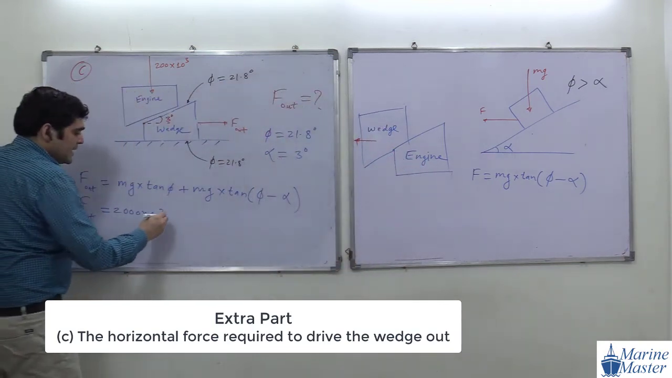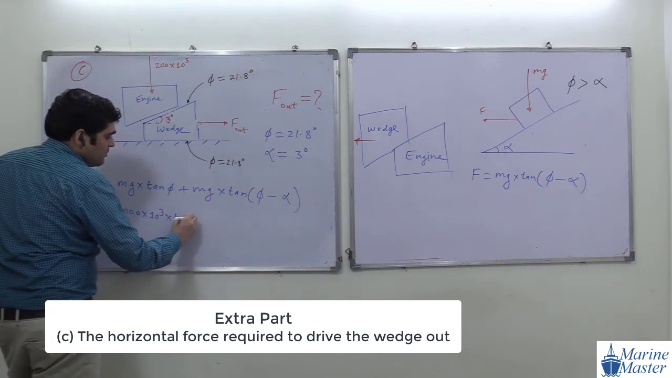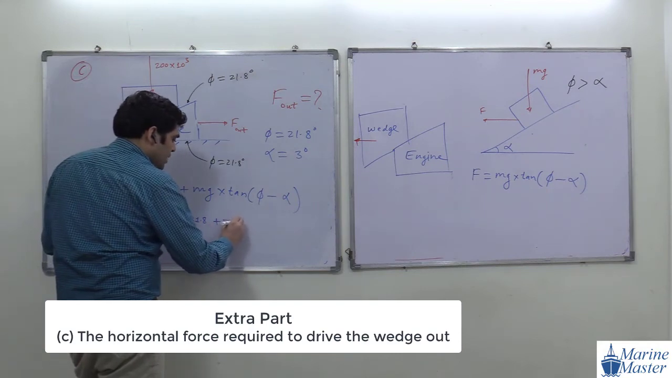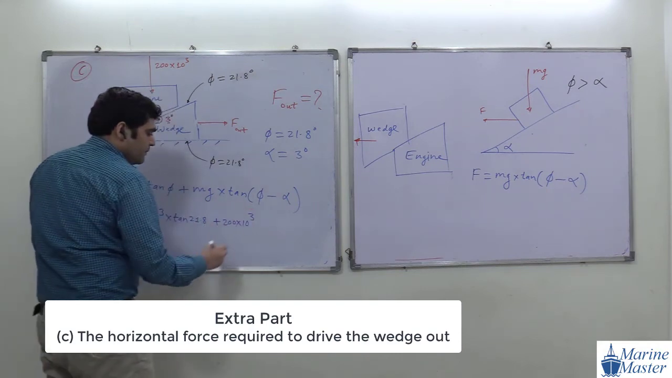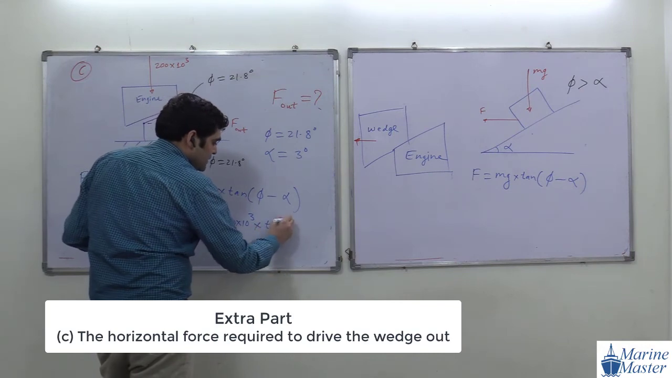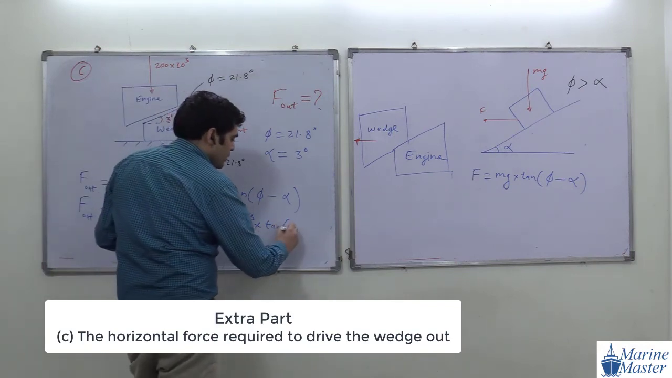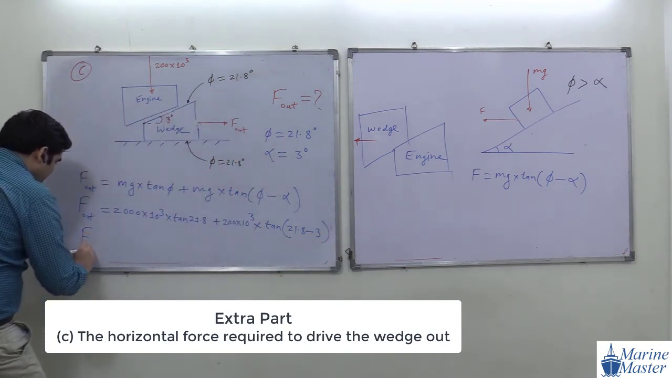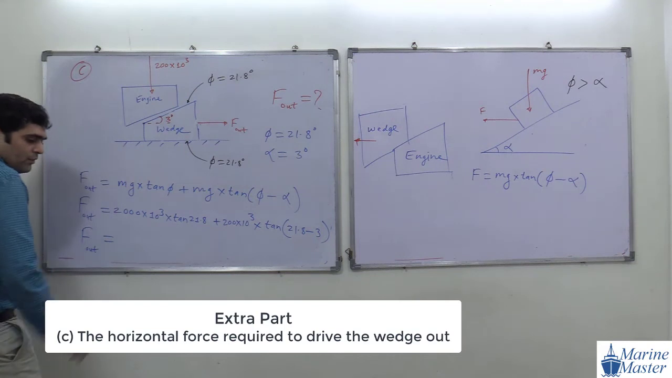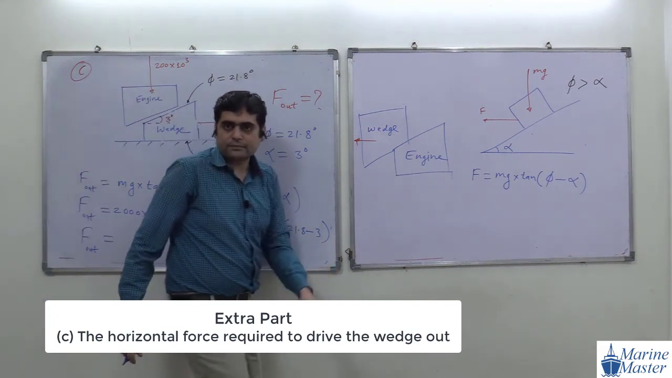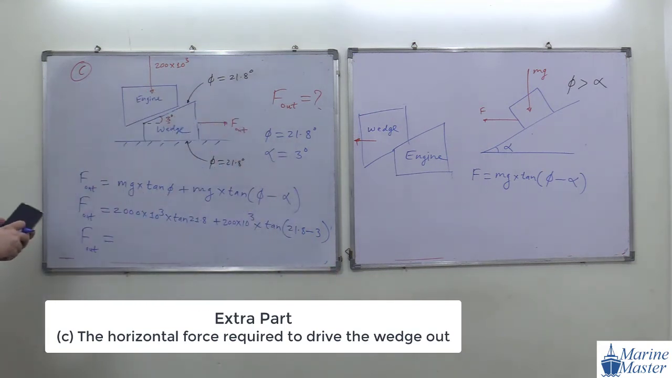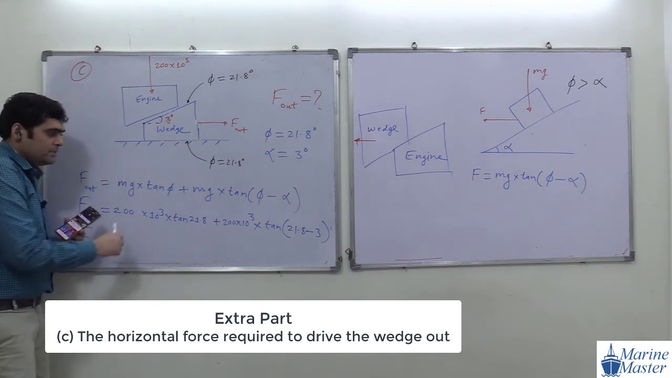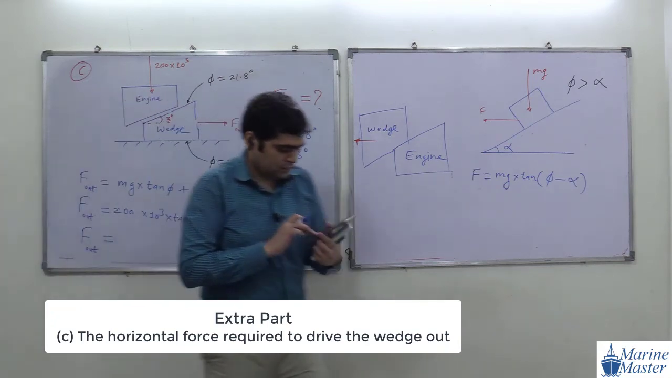Now, tan of phi is how much, guys? 21.8. So 200 into 10 raised to the power 3 into tan of what, guys? Phi is how much? 21.8. Alpha is how much? 3. So what will be F out? What will be F out, guys? Please everyone. 200, guys, here I have made a mistake. Please everyone do the calculation.